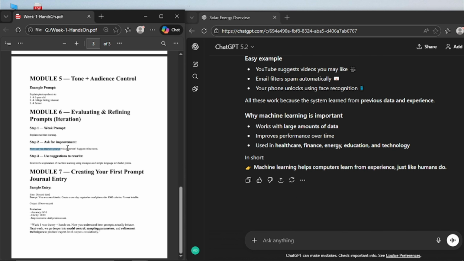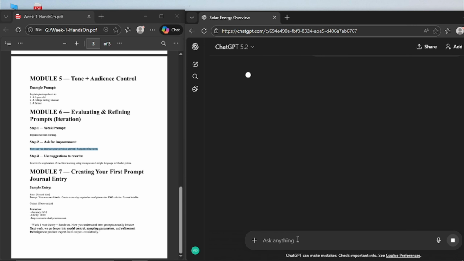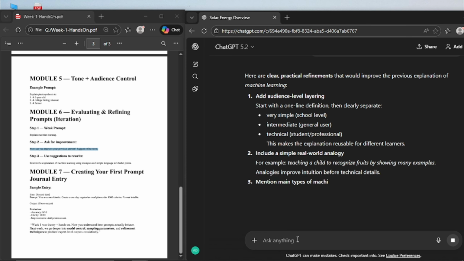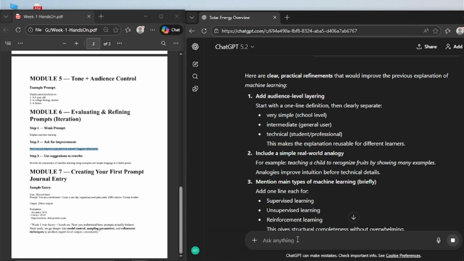So now what I ask ChatGPT is for refinement. Okay. So how can you improve your previous answer? Suggest refinement. Okay. So it is telling me to add the audience level. So that is what we did in the previous case.